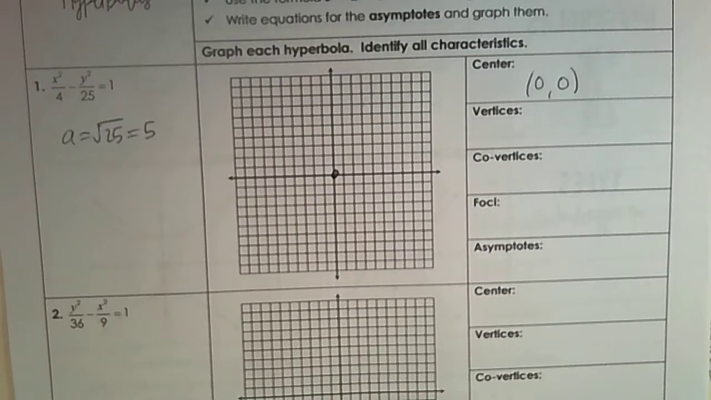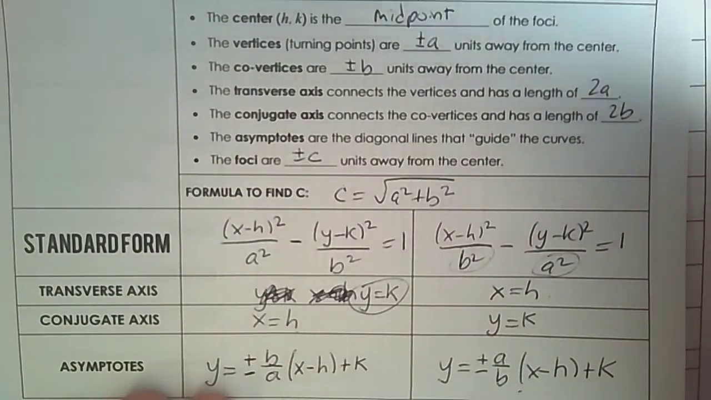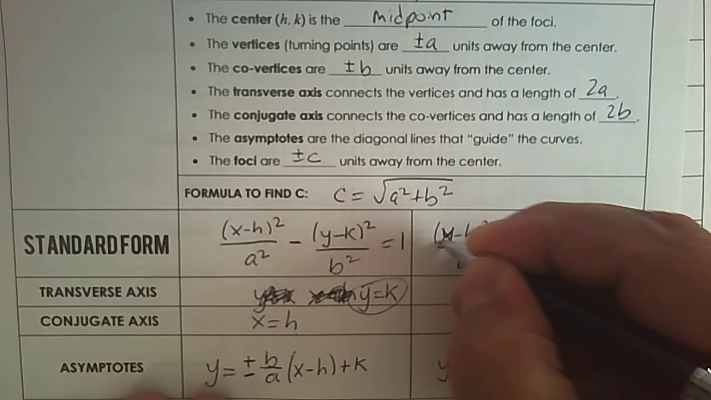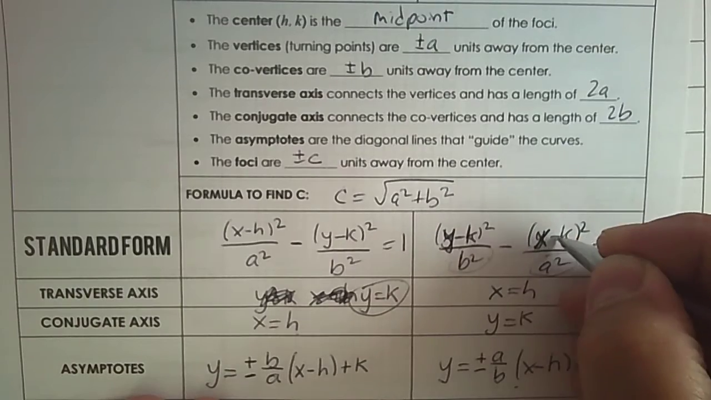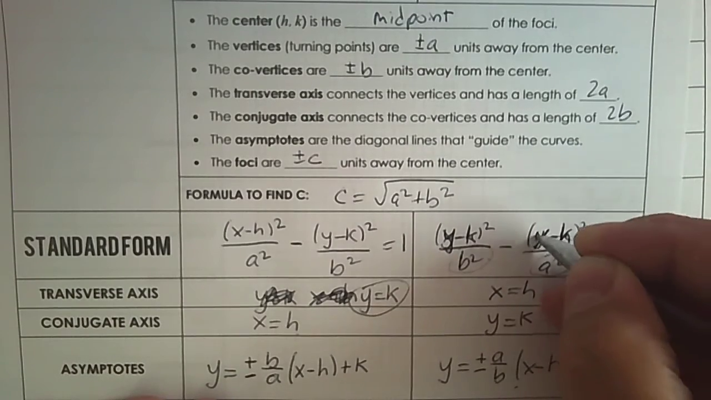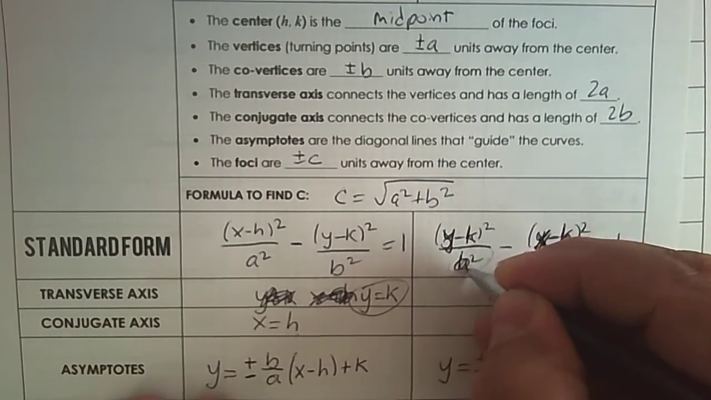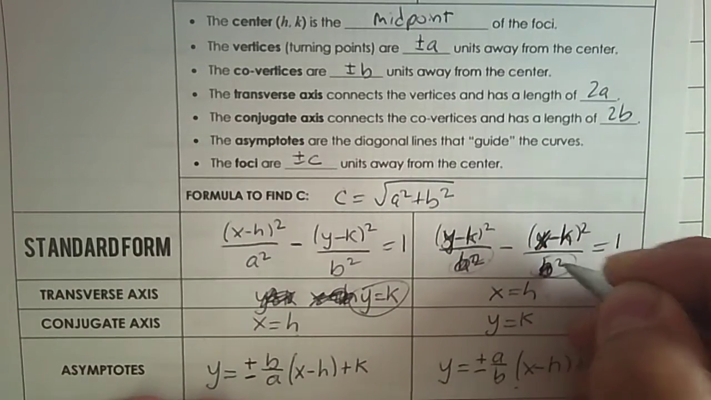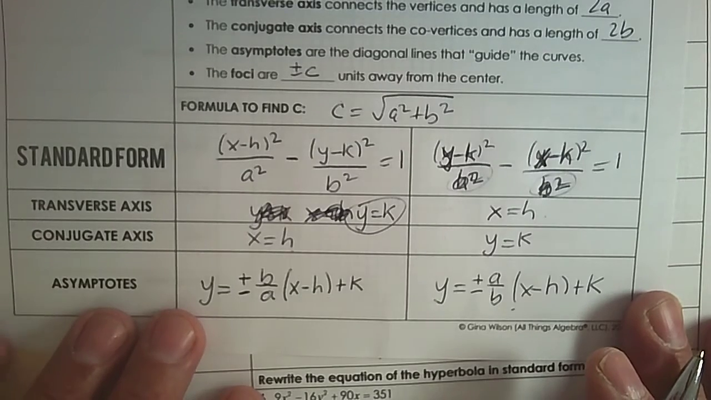What did I do? Did I set this up wrong? I'm going to go back a page here. And we have y minus k. We have x subtract h. So I'm going to go backwards for you to make sure we don't make a mistake.